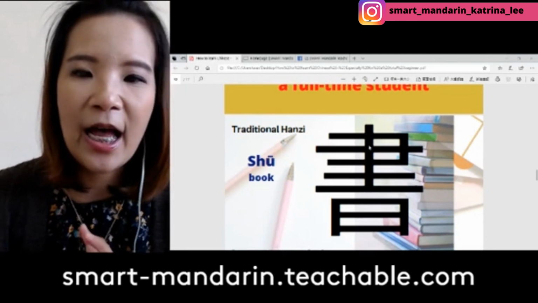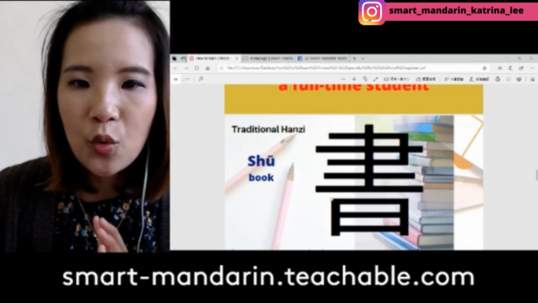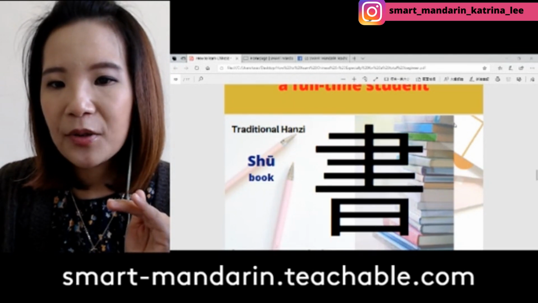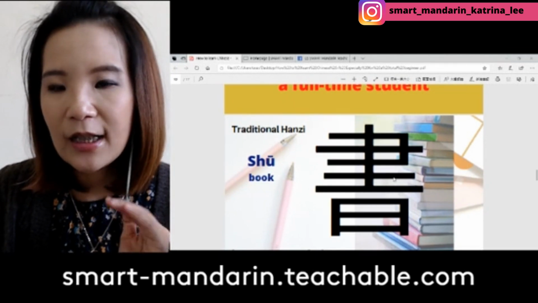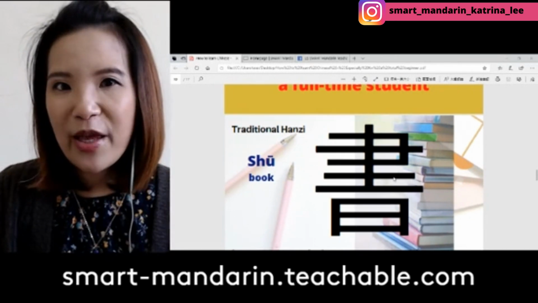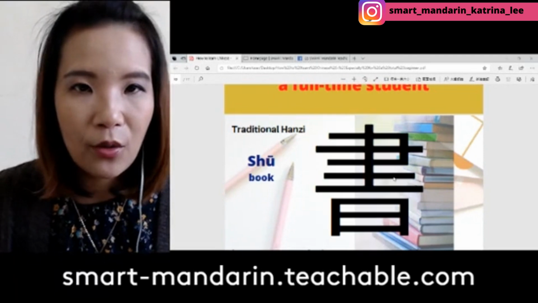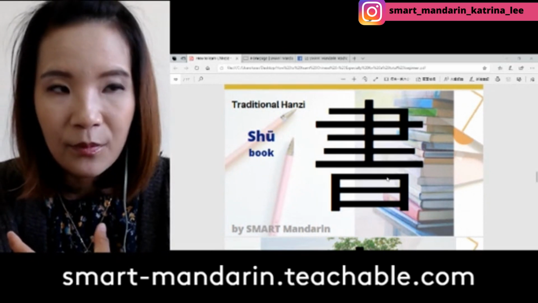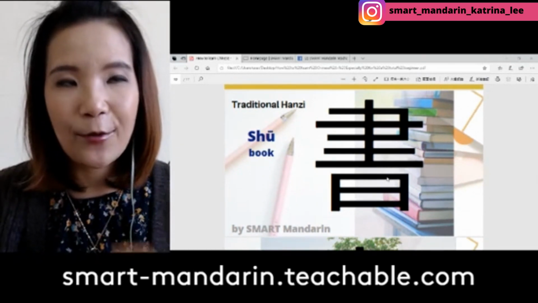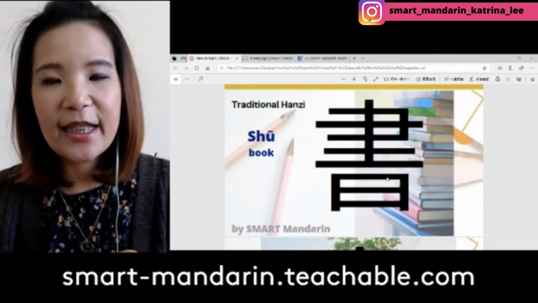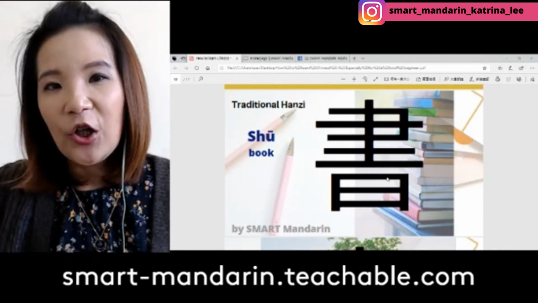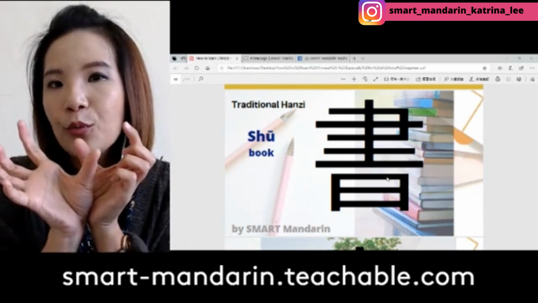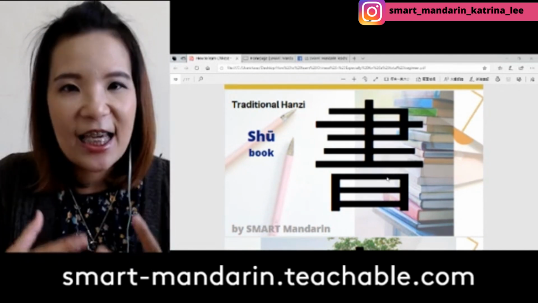But if I tell you that this is shu, meaning book, and you just imagine that there are a lot of books stacking up right here like this. So you learn with an image, with a picture and photo. That makes it easier. So in the long run, I think learning Hanzi is necessary, but it's not really necessary to learn how to write. It's enough for foreigners to know how to type and how to recognize the correct Chinese character Hanzi.